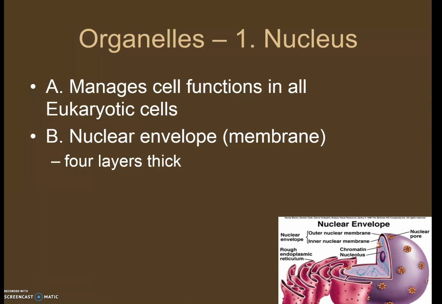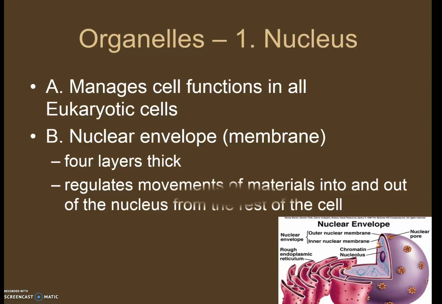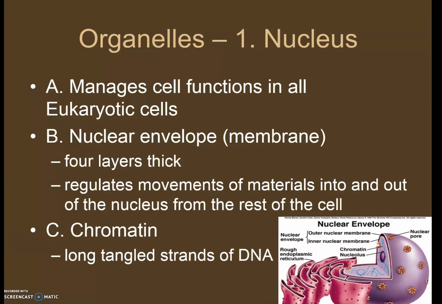So it is going to have an outer nuclear envelope that is similar to the plasma membrane. However, it's going to be 4 layers thick, whereas the plasma membrane is just 2 layers thick. And then within that nuclear envelope, you're going to have nuclear pores or little holes, and that's what's going to regulate movements of materials into and out of the nucleus from the rest of the cell. So stuff will go out of the nucleus, things like mRNA. And then inside the nucleus is going to be chromatin, and these are going to be your long tangled strands of DNA. This is the form that DNA takes when the cell is not dividing.